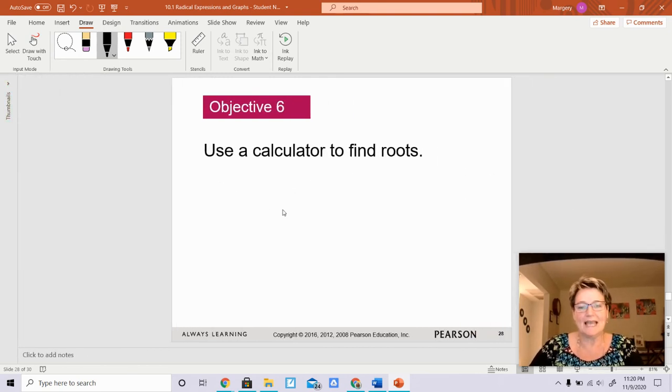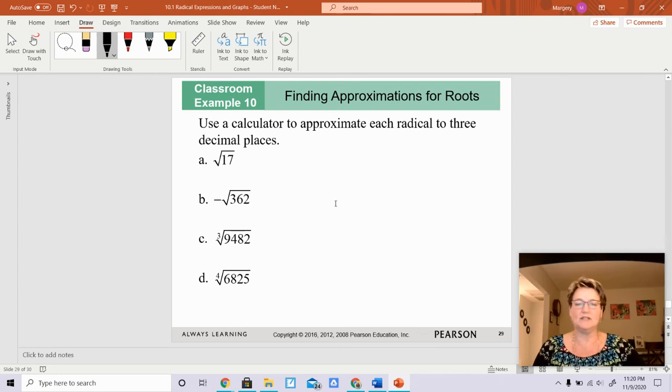First of all, to use the calculator to find these, all I'm going to do is take my calculator, and you can use your calculator. I'm going to turn my calculator sideways. The square root of 17 is 4.123. They want me to do 3 decimal places. This next problem has a negative on the outside of it. So I'm going to do this, okay?